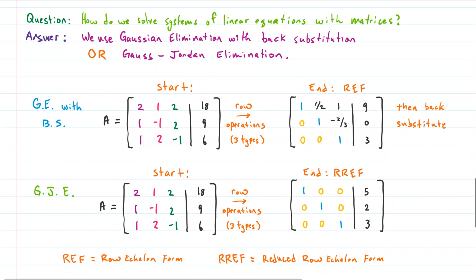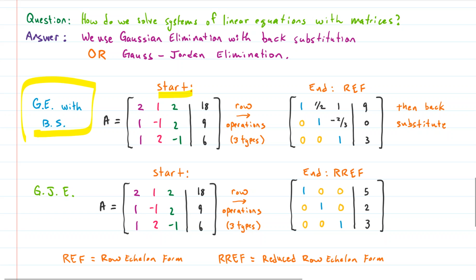So how do we solve systems of equations with matrices, specifically linear systems of equations with matrices? Well, there are two main methods. One of them is called Gaussian elimination with back substitution, and the other one is Gauss-Jordan elimination. Gauss-Jordan elimination is related to Gaussian elimination, but it just takes a different approach at the end. So let's start with Gaussian elimination with back substitution.